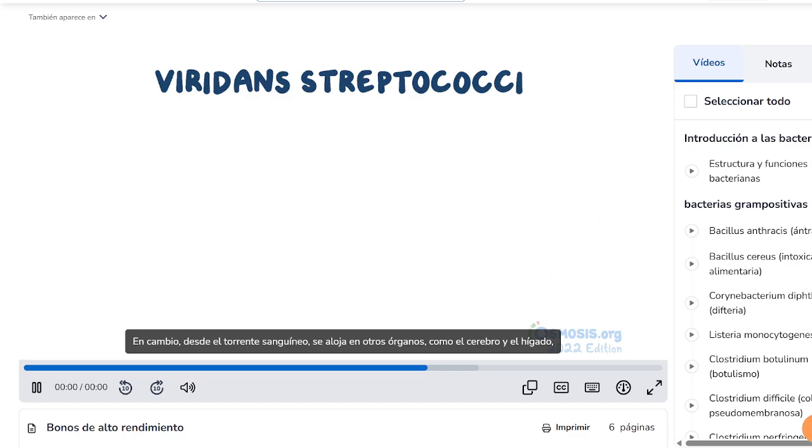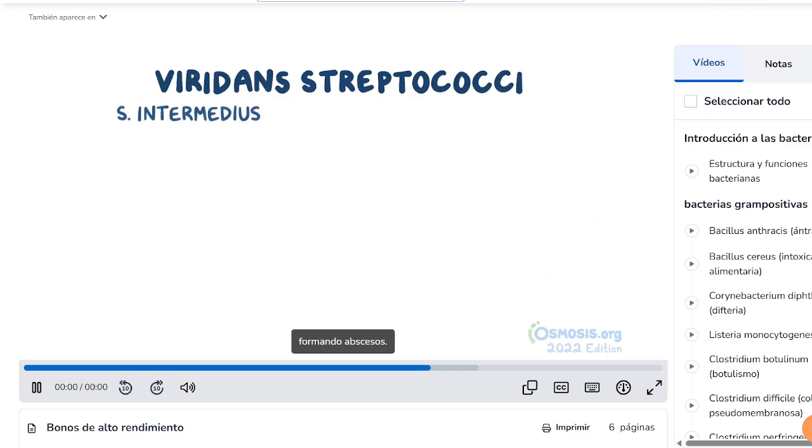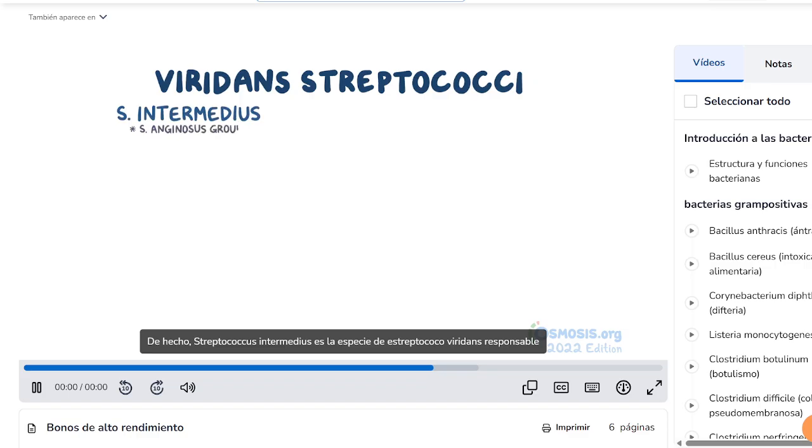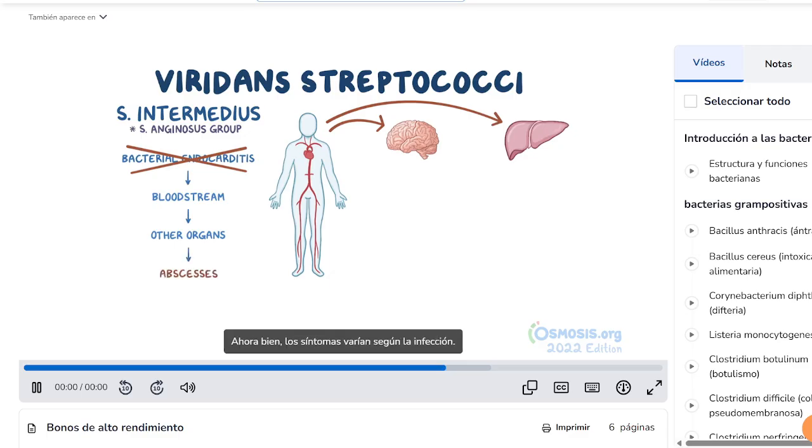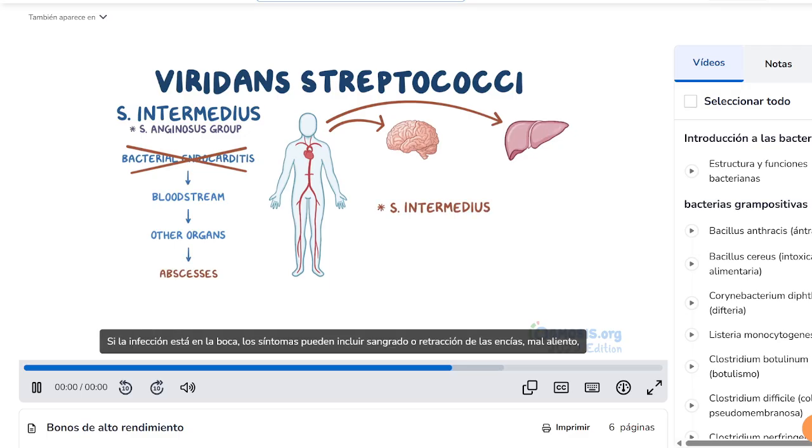Another viridans species, namely Streptococcus intermedius of the Streptococcus anginosus group, doesn't cause bacterial endocarditis. Instead, from the bloodstream, it lodges in other organs, like the brain and the liver, forming abscesses. In fact, Streptococcus intermedius is the species of viridans streptococci responsible for the most cases of brain abscesses.